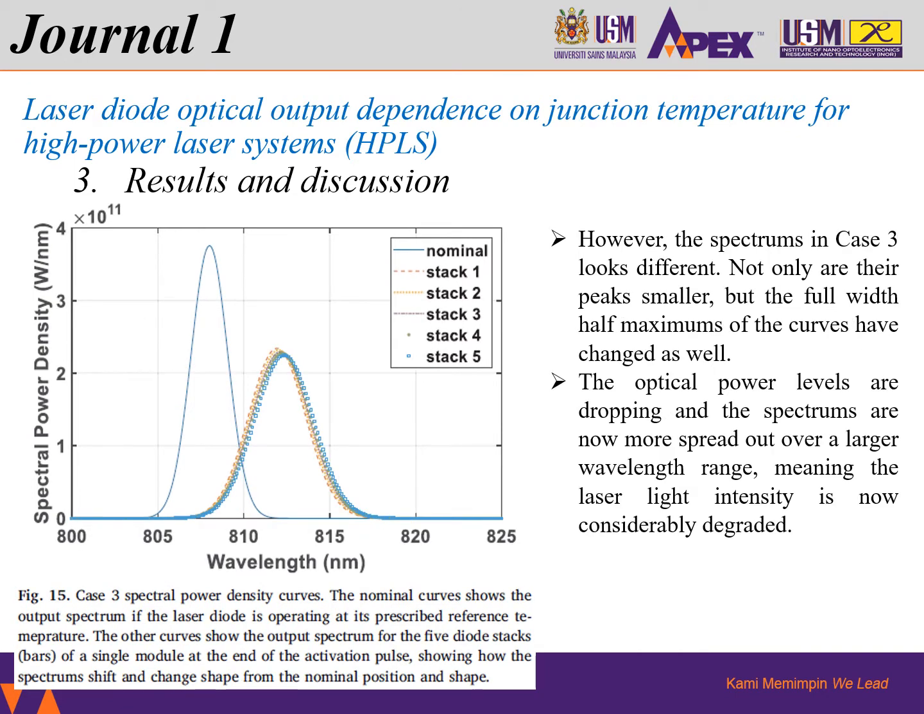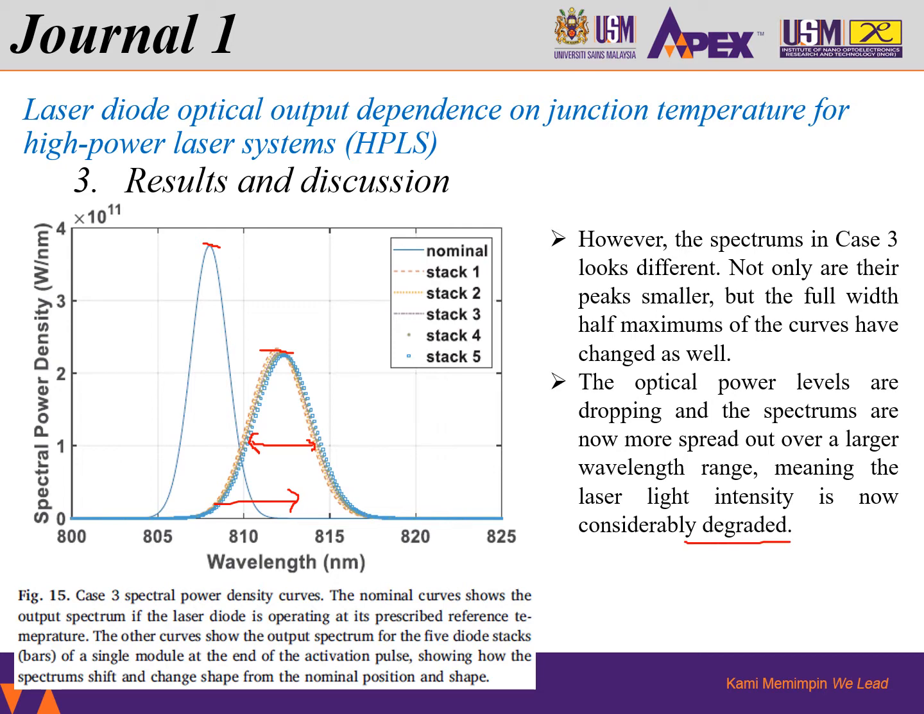While for the case 3 spectral power density curve, when we include all 4 diode parameters, we can see not only the spectrum shifting in wavelength, but also the optical power level is different, and the spectrum full width half max is actually expanding. Meaning that the laser light intensity is now degraded.